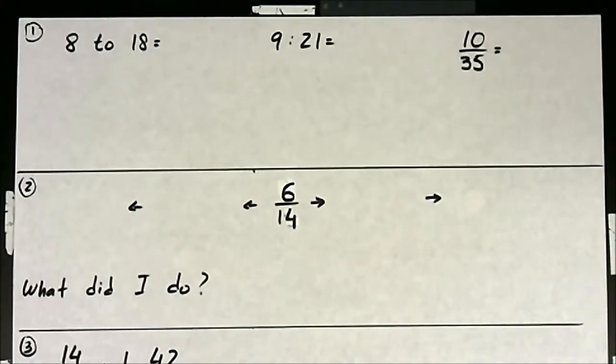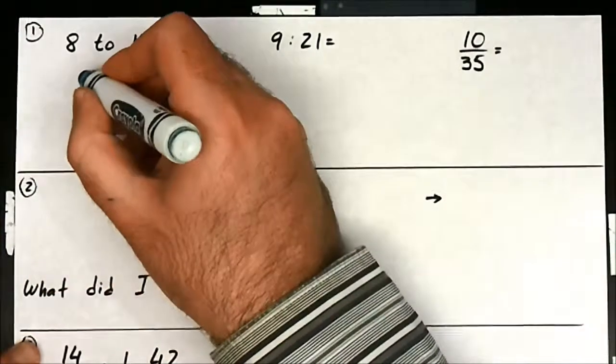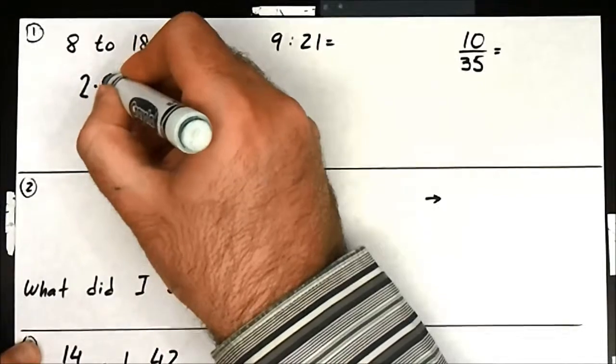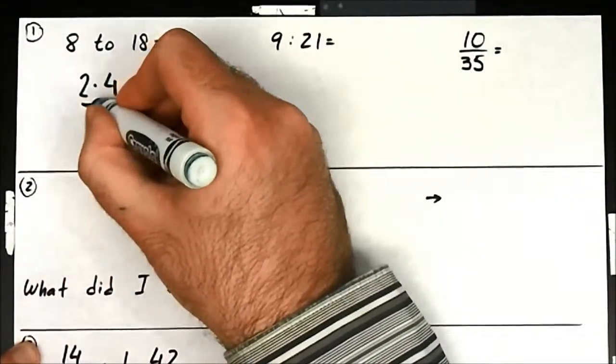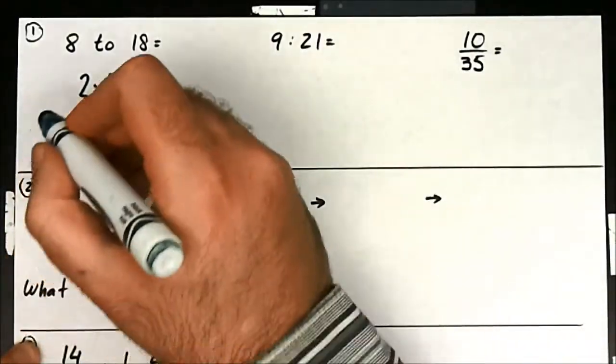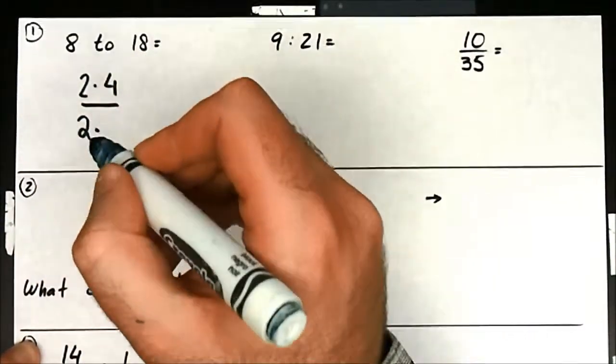Well, what I would do is I would break down each part of the ratio into their simplest multiplicatives and see if I can cancel out anything from the top and anything from the bottom. So the 8, I can break that up into 2 times 4. I can break it up further, but I'm not going to need to. And the 18, I can break that up into 2 times 9.